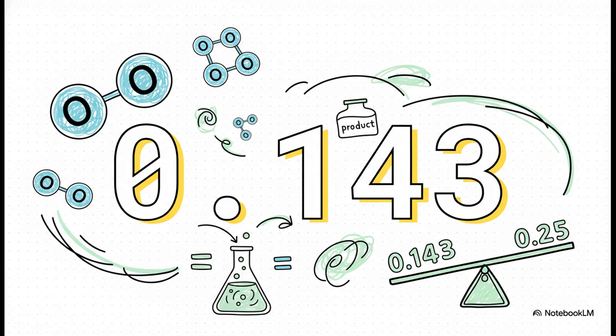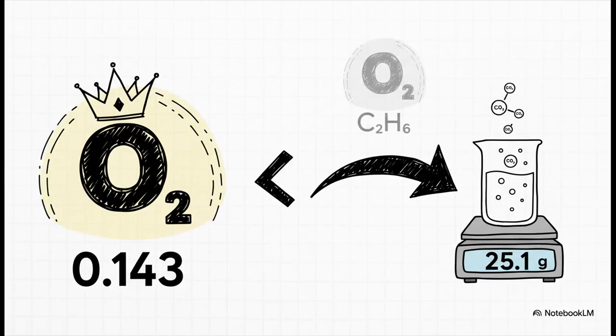And there we have it. We compare our two results. 0.143 is definitely smaller than 0.25. We found it. Oxygen is our limiting reactant. And because oxygen is the limiting reactant, every final calculation we do has to be based on that starting amount of 1 mole of oxygen. We use the recipe's ratios to figure out how much product we can make. And when we do that, we find that the absolute maximum amount of carbon dioxide we can produce is 25.1 grams. That is our theoretical yield.